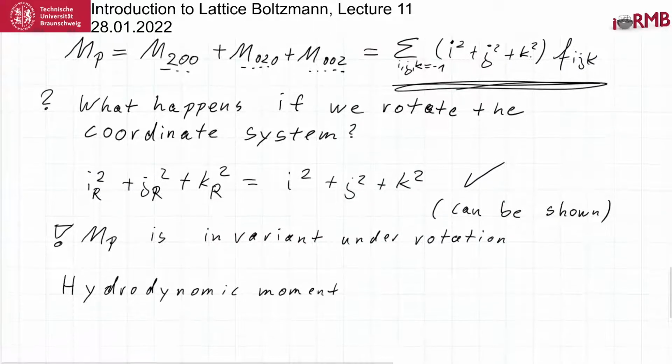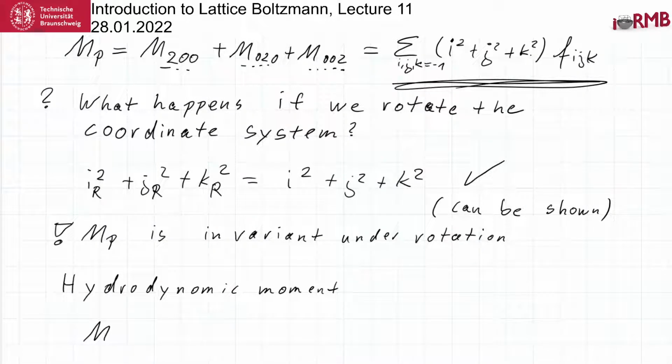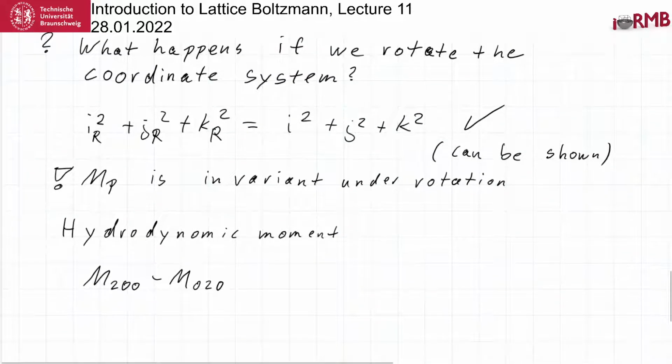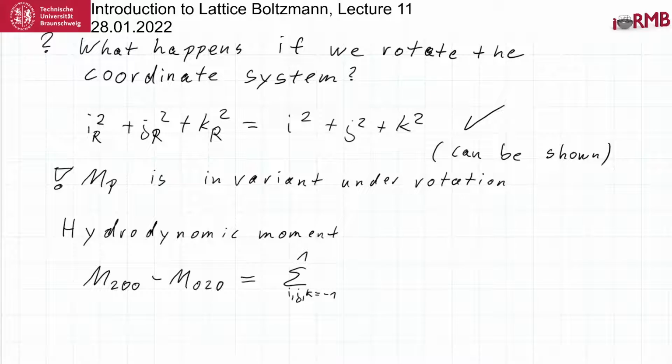Or let's look at one hydrodynamic moment, M200 minus M020. Okay? So how is this defined? On our lattice, this would be the sum over ijk going from -1 to 1, of i squared minus j squared, which comes from this term, and this goes into f_ijk.